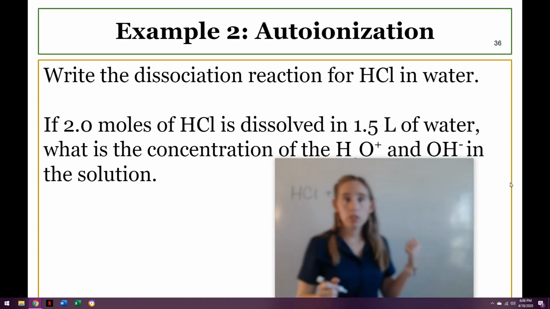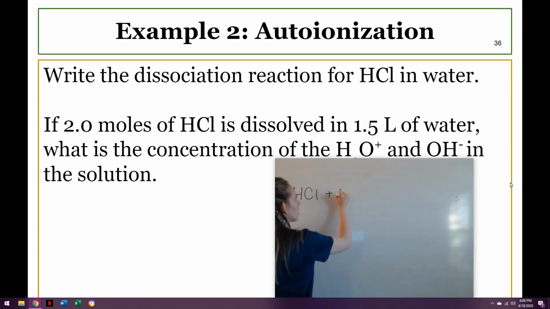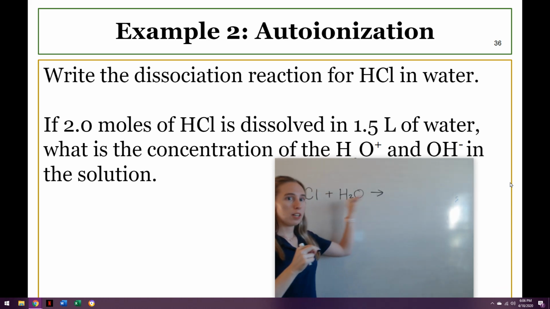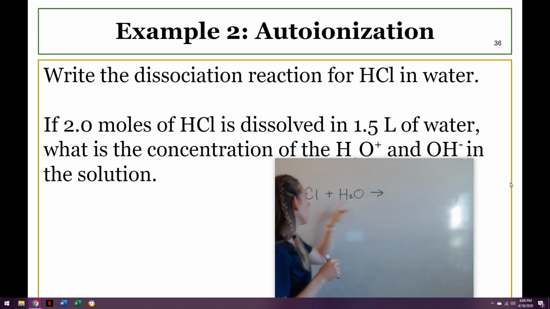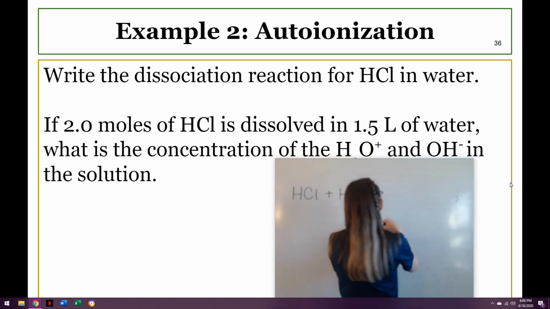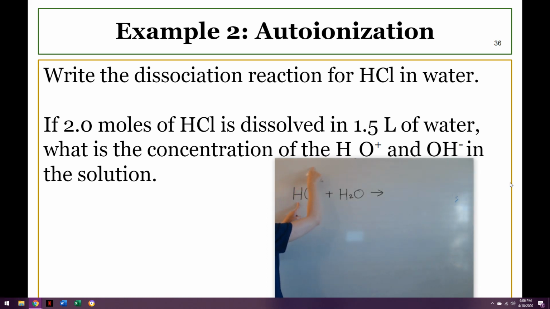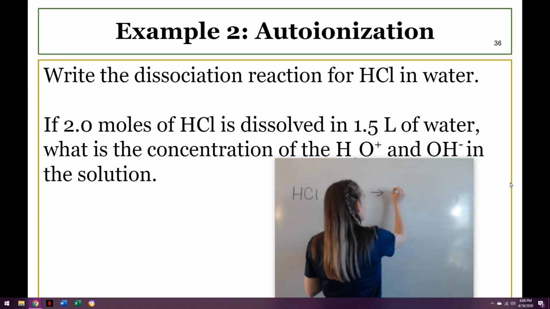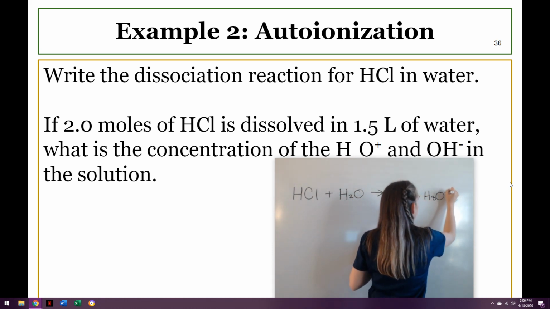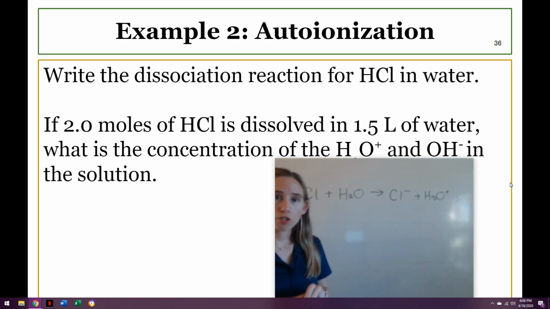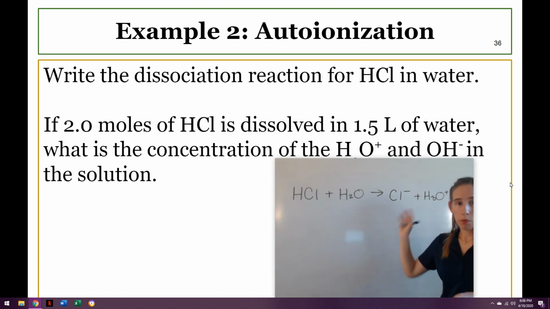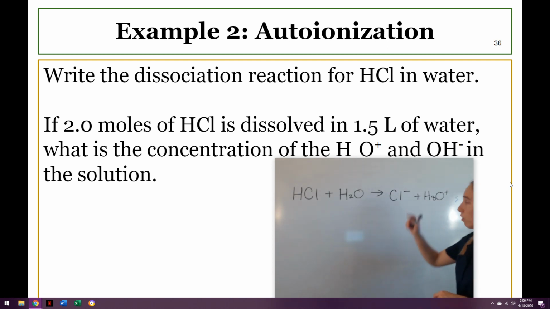HCl, we want it to dissociate in water, so then our other reactant is H2O. We have a single completion arrow pointing to the products because we know it's a strong acid. It's going to completely dissociate. All of the reactants will turn into all of the products. Your hydrogen from your acid is going to be transferred to your base. So then we have Cl minus plus H3O plus. There's your dissociation reaction for HCl dissolved in water. It's balanced. You have a 1-to-1 coefficient ratio there.